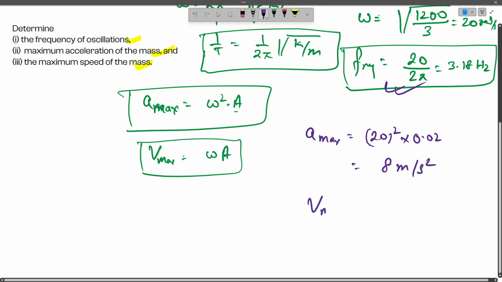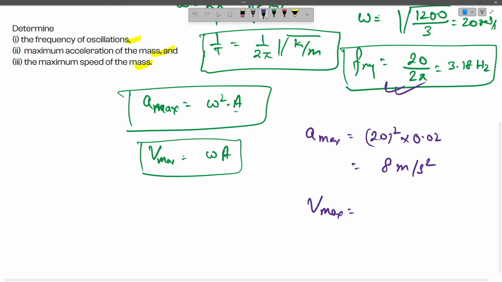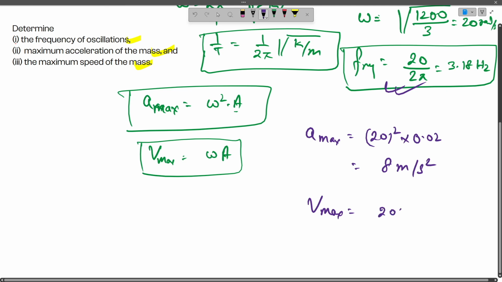Now the calculation of V max, we know it is A omega. Substituting those values, we get the maximum speed of the mass as 20 times 0.02 meter per second, and that is equal to 0.4 meter per second.